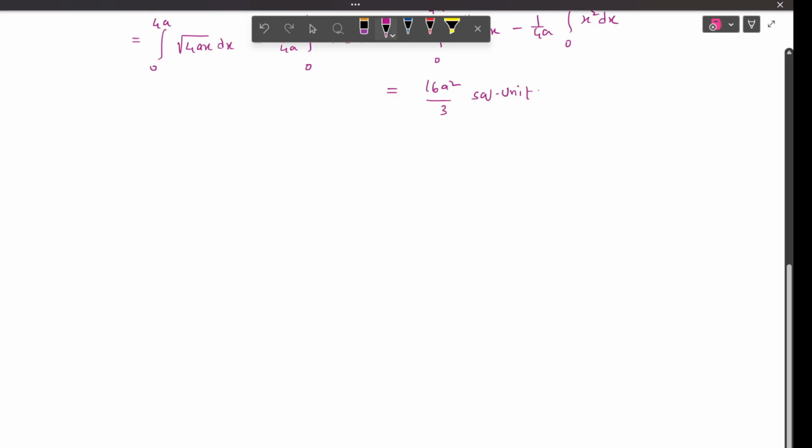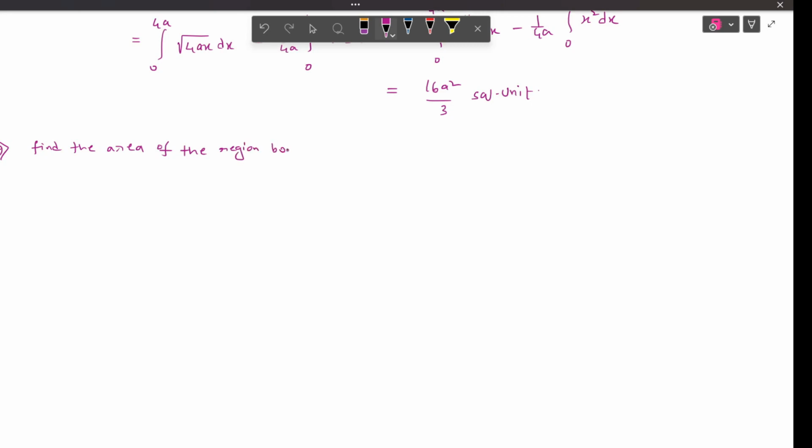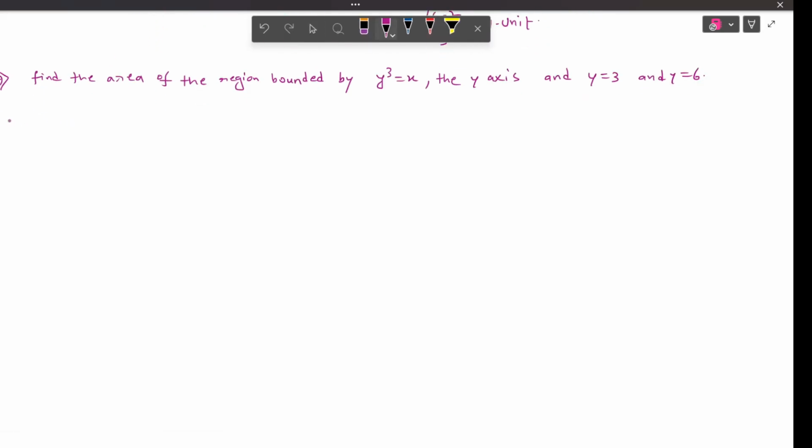Now, let us see our next question, which is: find the area of the region bounded by y cube equals to x, the y-axis, and y equals to 3 and y equals to 6. So let us see the solution step by step.